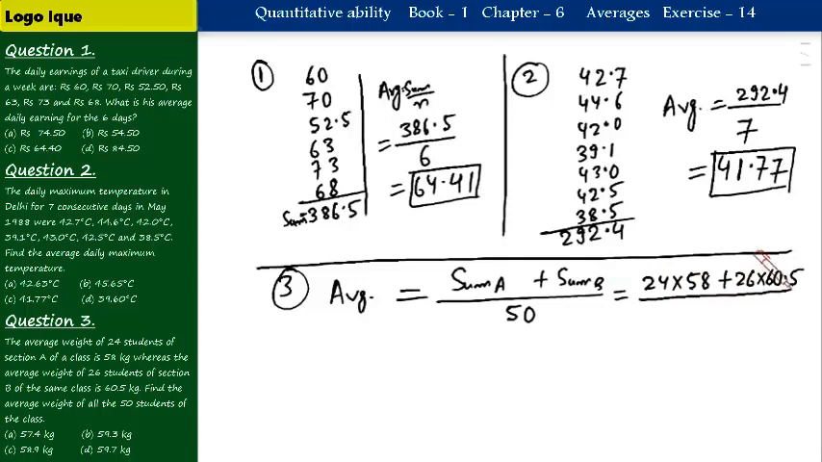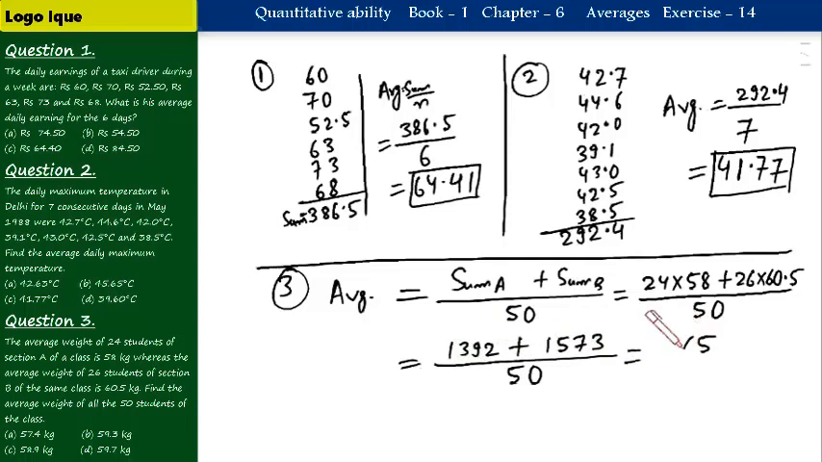So if you calculate, the average will come out to be 24 into 58. That will be 1200 plus 192. So 1392 plus 26 into 60.5. This will become 121 into 13. So 1560 plus 13 would be 1573 divided by 50. Okay. Now on addition, this will give us 2 plus 3, 5, 9 plus 7, 16, 1 carry, 5 plus 3, 8 and 1, 9, 1 and 1, 2. So 2965 divided by 50.